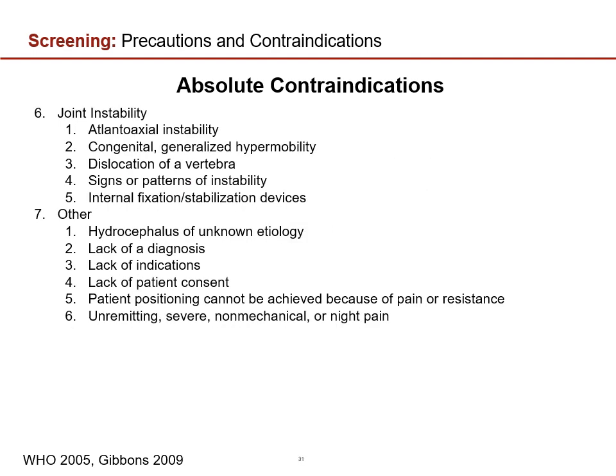The final 2 are joint instability and others. So the joint instability really gets to predominantly the upper cervical spine, any hypermobility or conditions that would otherwise predispose someone to having that. So AA instability, this could be anything from Down syndrome to rheumatoid arthritis to Ehlers-Danlos syndrome or other connective tissue disorders. Dislocations of our vertebra obviously wouldn't be appropriate to perform any manual therapy in the setting of that. Signs or patterns of instability, and then internal fixation or stabilization devices.